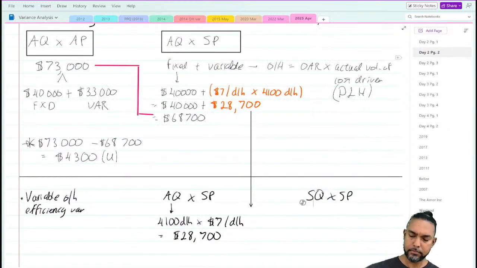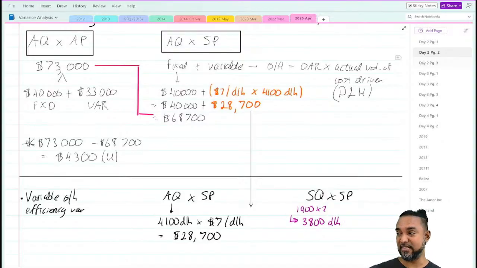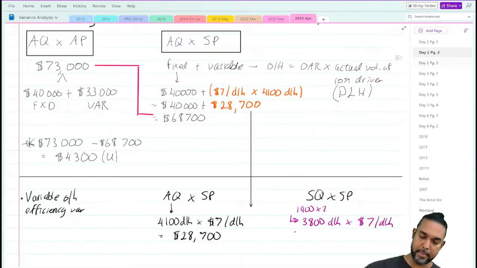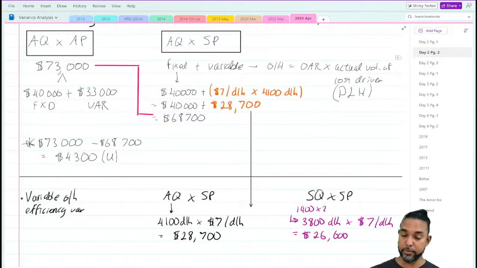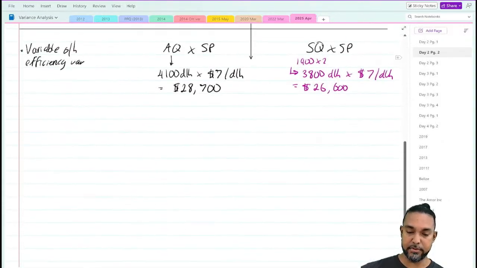So now, if you consider that, 1,900 by 2, we get 3,800. That's the direct labor hours that we should have used for this level of production. And we multiply that by the same standard price of $7 per direct labor hour. That's 26,600. So once again, just to recap, we're doing the variable overhead efficiency variance, right?